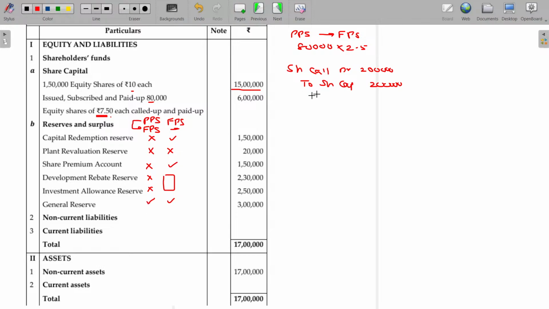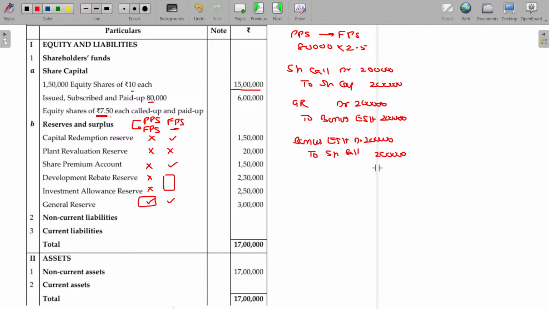Now, for this, I can use what? General reserve. For this, we have only one option, that GR can be used. So, GR account debit 2 lakhs, to bonus to equity shareholders, 2 lakhs. And bonus to equity shareholders account debit to share call. Now you converted the partly paid up into fully paid up. First part is over.